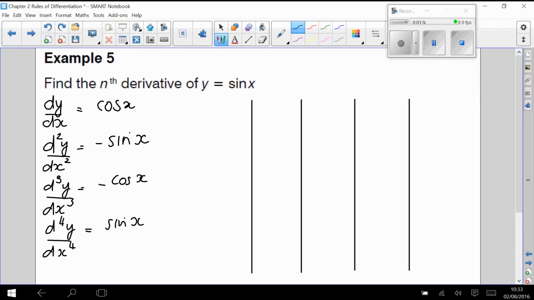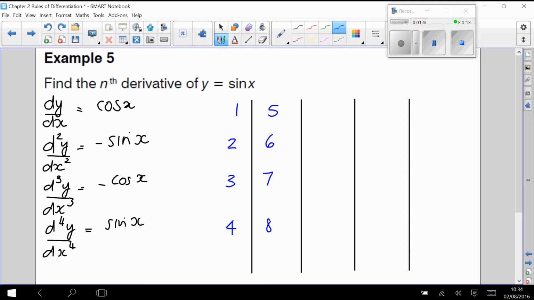Have you noticed that we've got back to our original function of sine x? So we clearly are going to work in a loop, and our loop is going to work in 4 parts. If I make a table on the right-hand side, and I have my first derivative here, and then my second derivative, my third, and my fourth derivative, it stands to reason that the fifth derivative is going to be cos x, the sixth minus sine x, the seventh derivative minus cos x, and the eighth derivative is once again sine x.